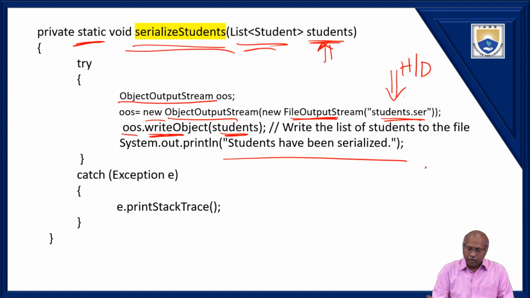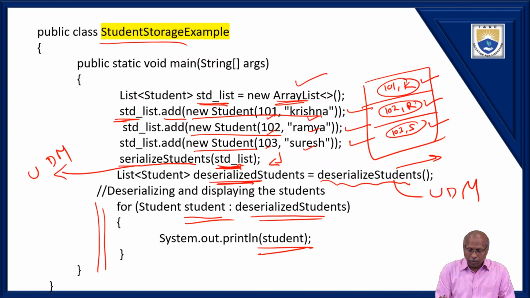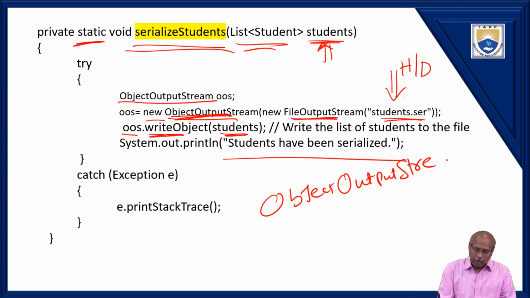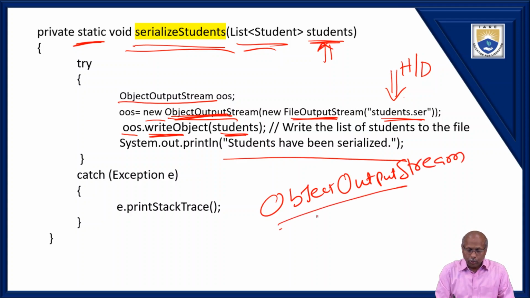Similarly, ObjectOutputStream is for writing purposes. These two are important classes available in the IO package.